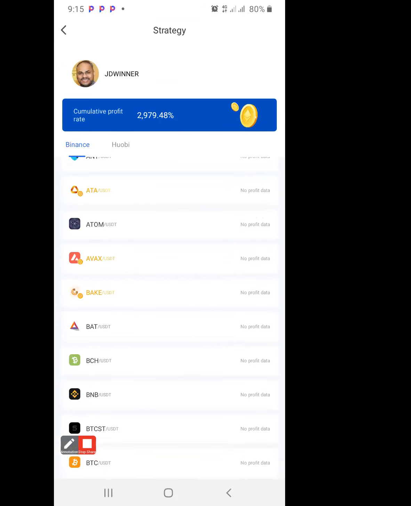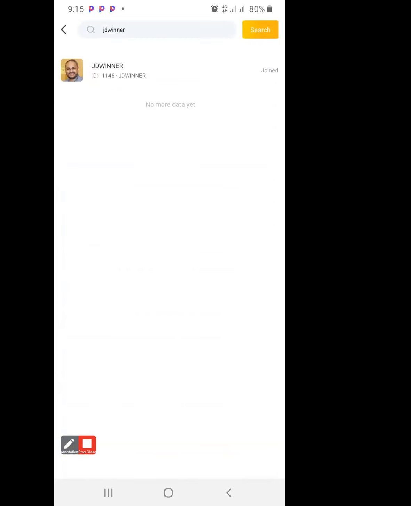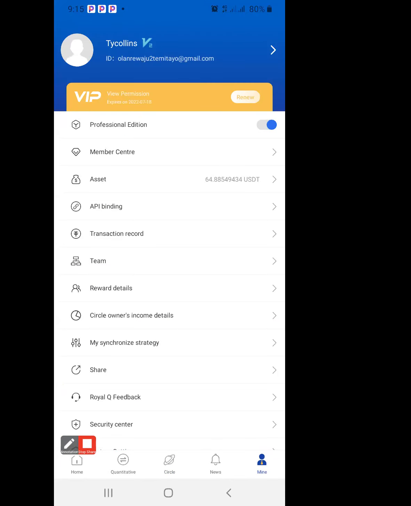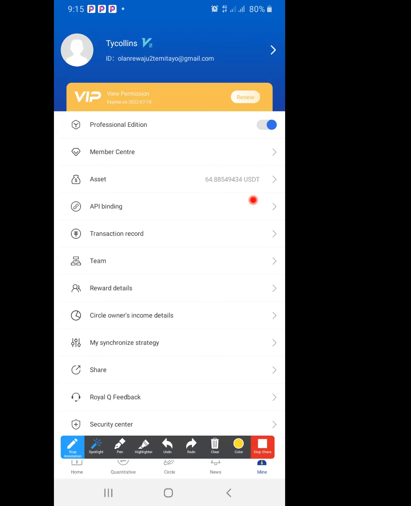Then you do the setting up. Let me take you back to where you would see how it's been set up. Another option is to go to mine. This is mine, and you click on my sync strategy.